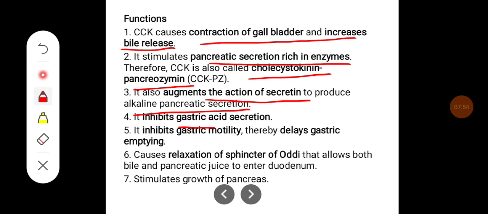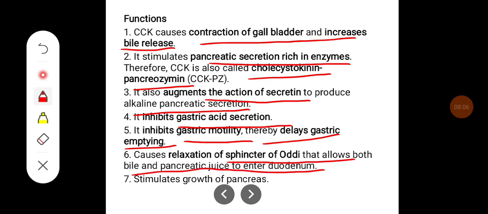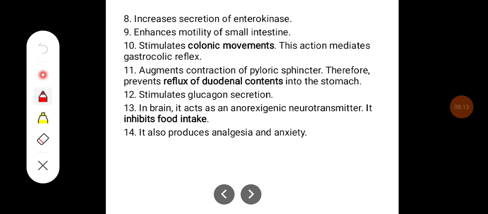It inhibits gastric acid secretion. It inhibits gastric motility, thereby delays gastric emptying. It causes relaxation of the sphincter of Oddi that allows both bile and pancreatic juice to enter the duodenum. It stimulates the growth of the pancreas. It increases the secretion of enterokinase.